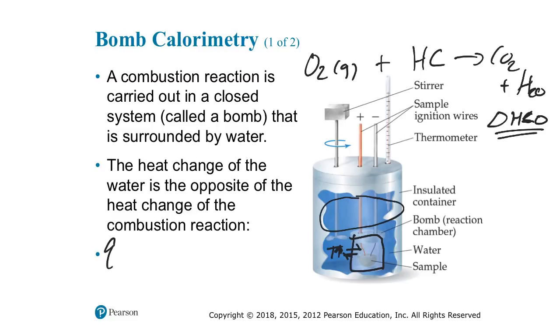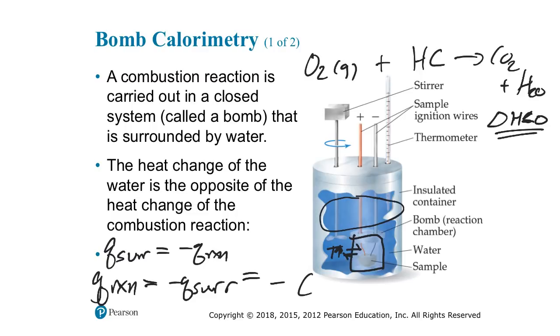So our setup is very similar to the coffee cup. Q surroundings is negative Q reaction. The surroundings heat is the opposite of the reaction. And I can start over again: Q reaction is just negative Q of the surroundings. Now this problem is usually simplified a little bit, and we'll see an example of how we solve these problems, down to just having one heat capacity term times a ΔT.